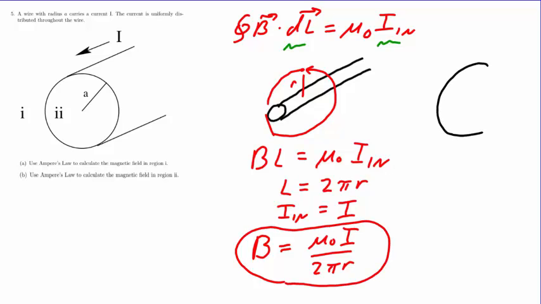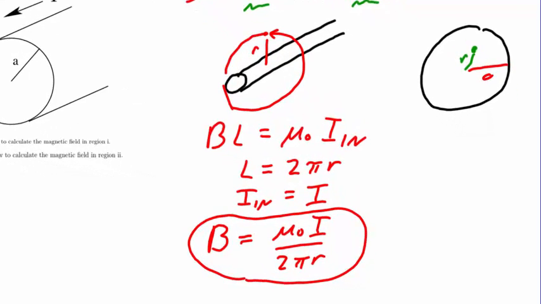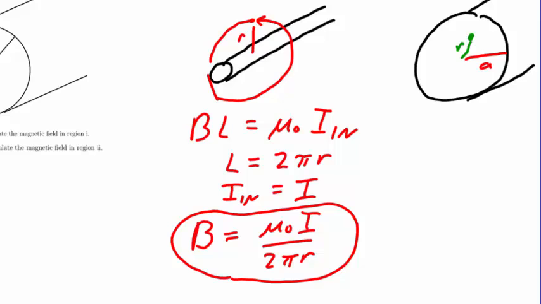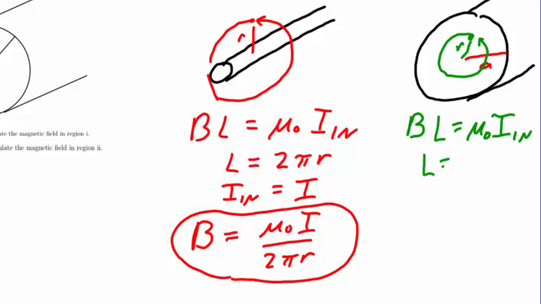Region 2 is slightly trickier because the point at which we hope to calculate the magnetic field is going to be located inside the wire. For this reason, the radius r that leads out to the point is smaller than the radius of the wire itself, which is a. Nonetheless, our technique is the same as before. We recognize that the magnetic field will make a circular path, and so Ampere's law simplifies to field times length is mu0 times current enclosed. Just as in the previous problem, the length is the circumference of the circle, so it is 2 pi r.